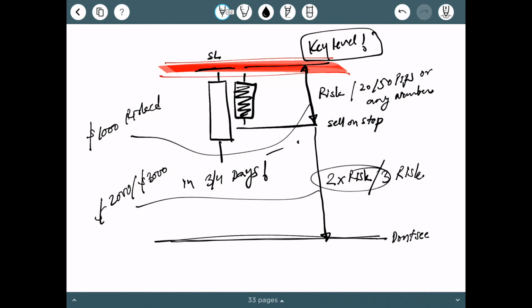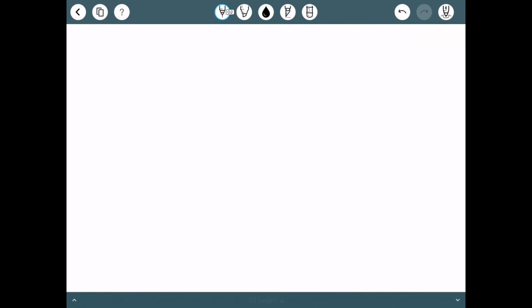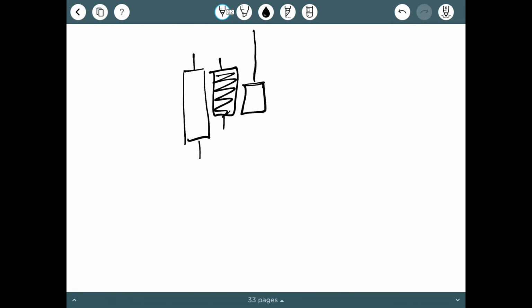Well traders, I hope you understand the concept of inside bar and how we trade that. I will go into a little bit more detail on this one, and I'll give you one more scenario as to how to trade this inside bar if there is a false break at the market. So let's say you have this inside bar, and then you have, let's say, a false break.